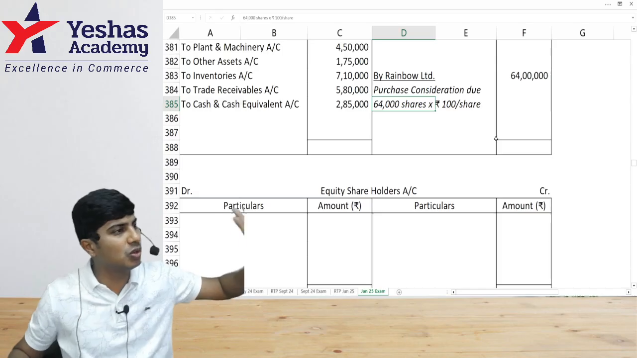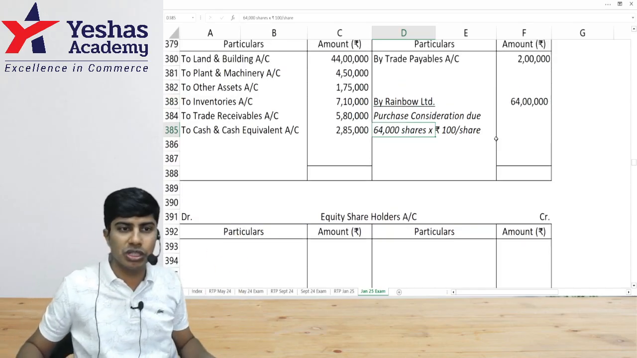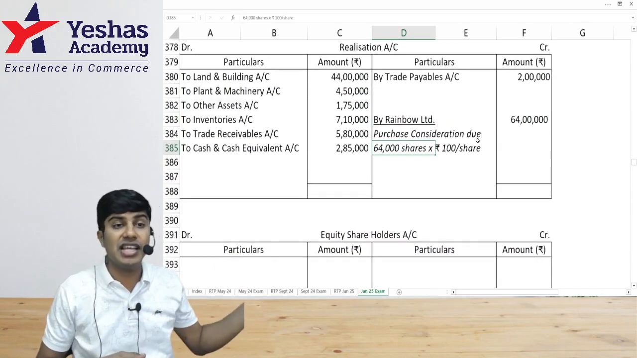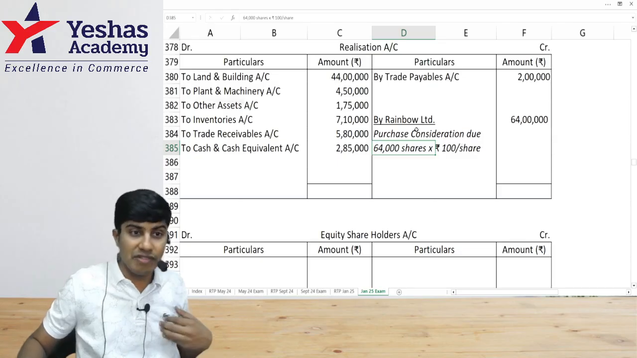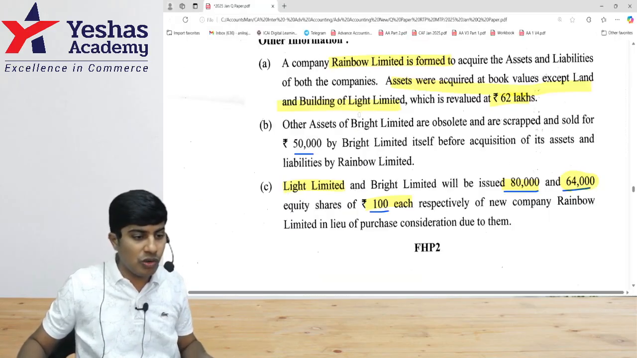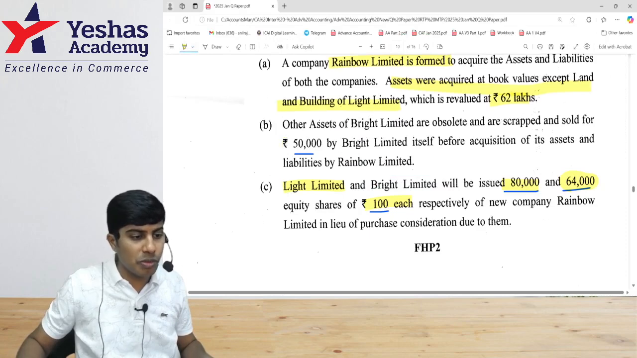We're actually preparing only two ledgers. That is what has been asked in the question. After that, I come back. Is there any assets not taken over? Yes. Other assets is not taken over by Rainbow. I will sell that. At what value is it sold? They have told it is sold at rupees 50,000.